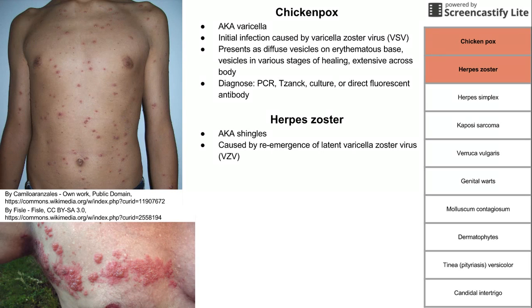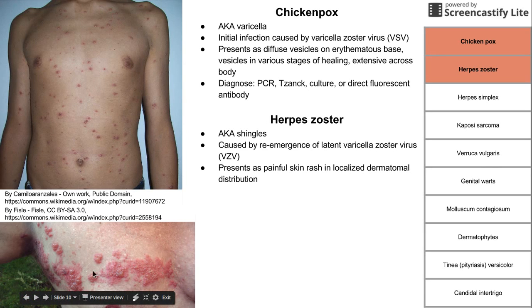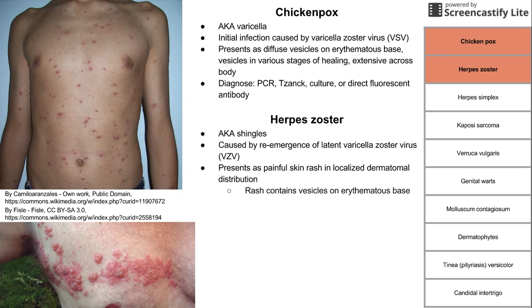Herpes zoster is also known as shingles. It's caused by reemergence of that same virus, the VZV virus. It presents as a painful skin rash in a localized dermatomal distribution. As you can see in this bottom image here, that's one single dermatome, a horizontal stripe across the body, and that's how herpes zoster presents. It reemerges from the dorsal root ganglia and affects that entire dermatome. The rash contains vesicles on an erythematous base, just like chickenpox did.